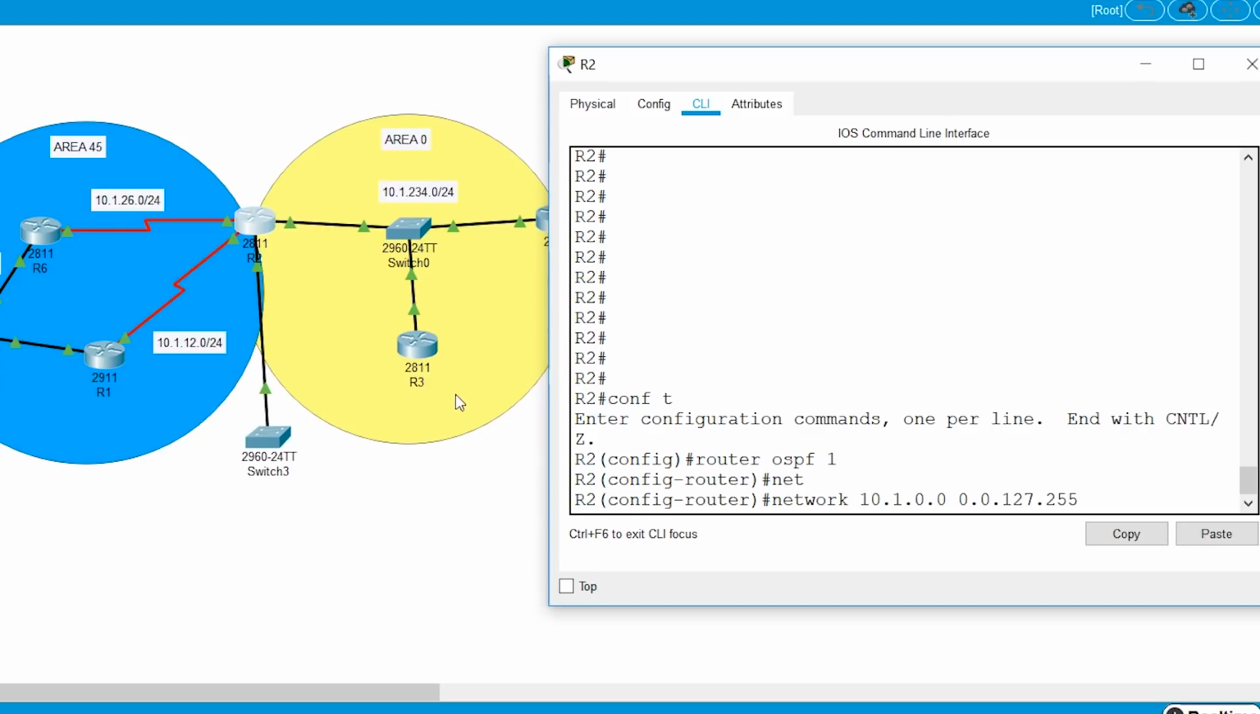So I'm not going to do that because I don't want this interface to be in OSPF at all, right? So I'm going to do another method. It's 10.1.26. So let's do this.